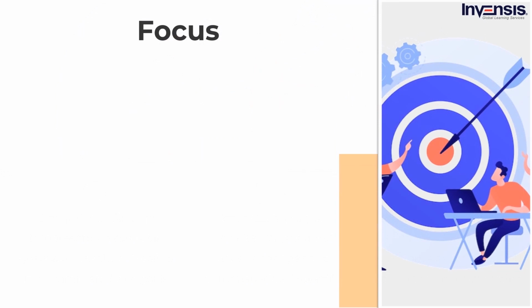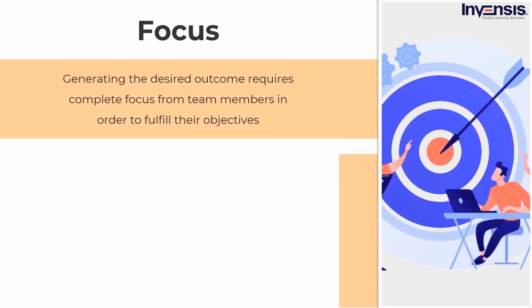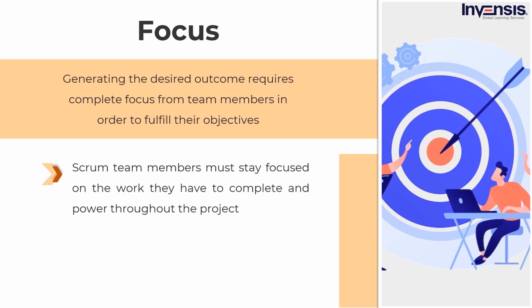Scrum projects are usually divided into sprints. As a result, Scrum teams have 1 to 4 weeks to generate a required product increment. To generate the desired outcome, it requires complete focus from team members in order to fulfill their objectives. Scrum's limited timeline enables teams to focus on what's most important right now without getting distracted by thoughts of what could become important in the future. Unfortunately, there might be some problems or distractions abound, and some of them can be urgent enough to require immediate attention. Scrum team members must stay focused on the work they have to complete and power through the project.